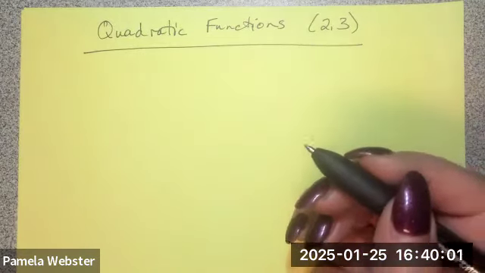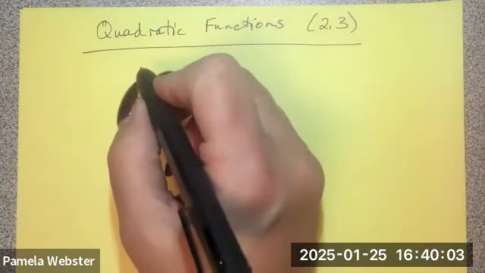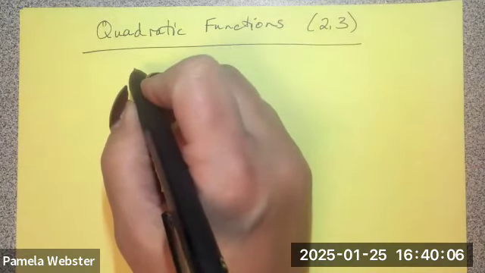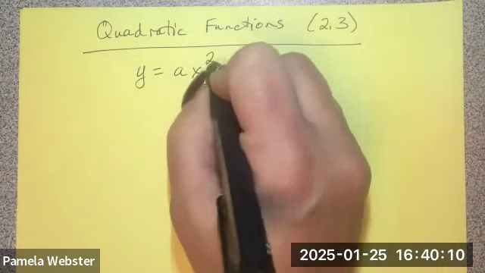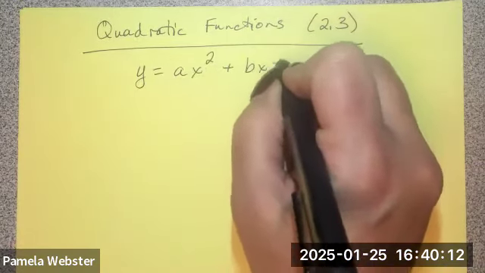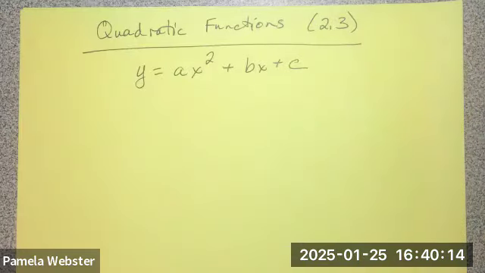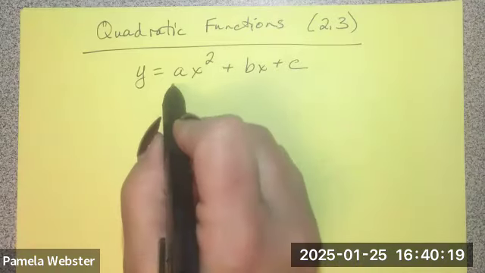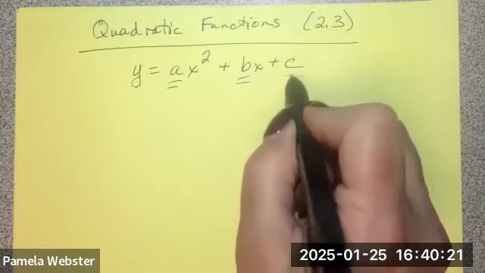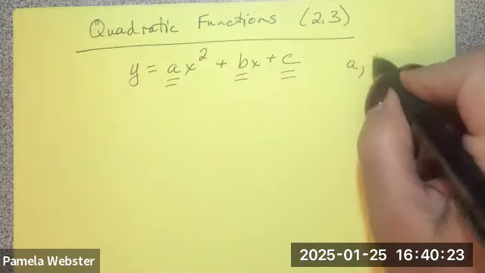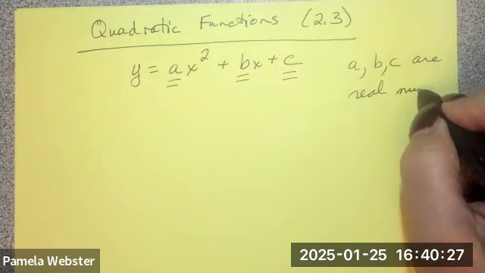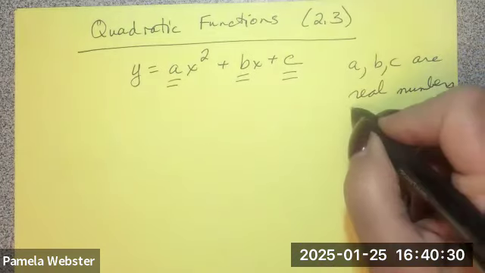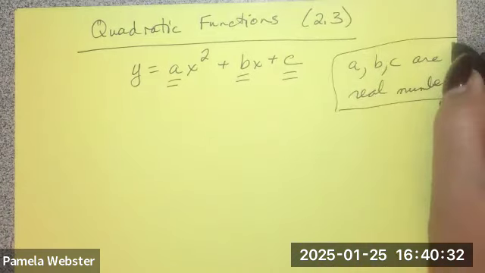And just to let you know what these look like, most of you have probably seen some of them before. The generic format looks like y equals ax squared plus bx plus c. A, B, and C are just real numbers, so they're going to be actual coefficients that we can manipulate.